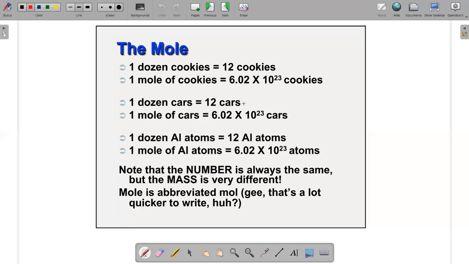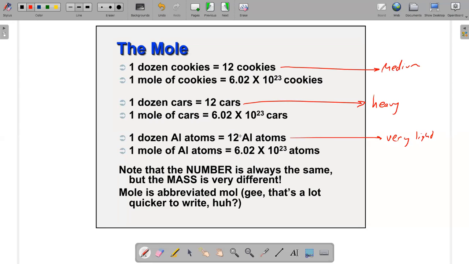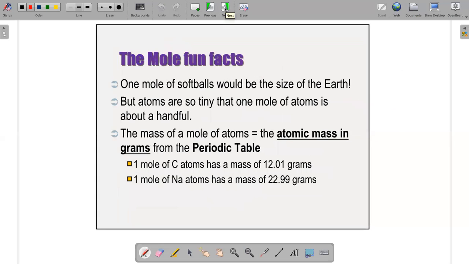So a dozen cars is going to be really heavy. A dozen cookies is going to be some kind of medium weight. And a dozen aluminum atoms is going to be very light. But no matter what, if you have a dozen of any of those, you still have the same relative quantity. So you can have this ratio, a ratio of mass to numbers.